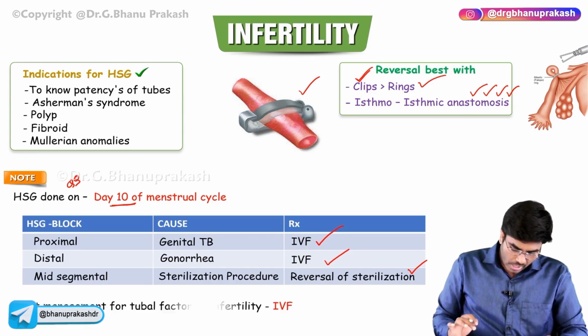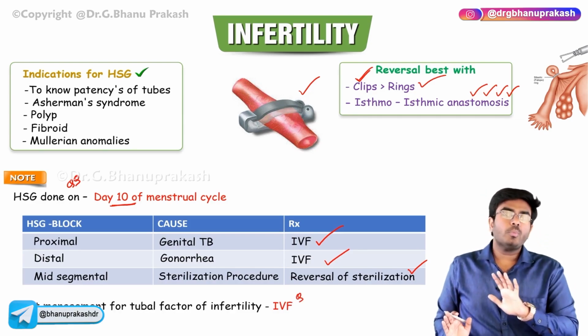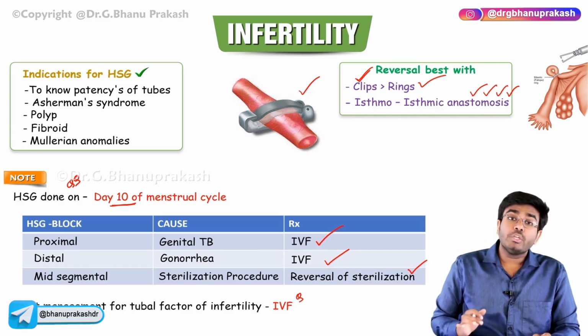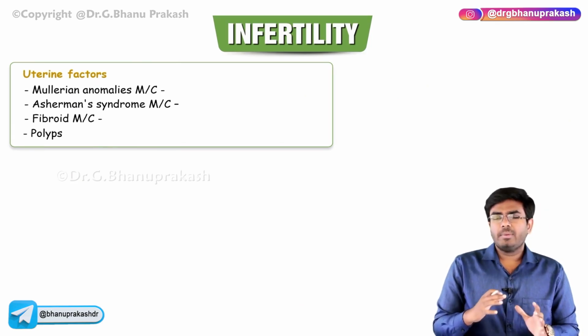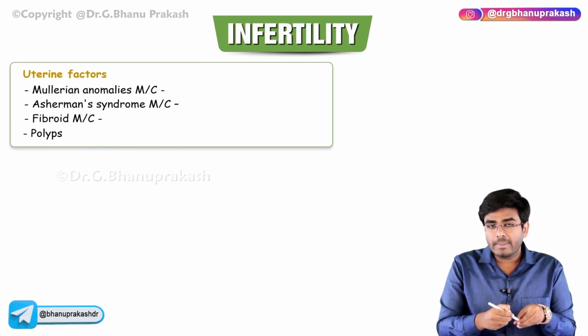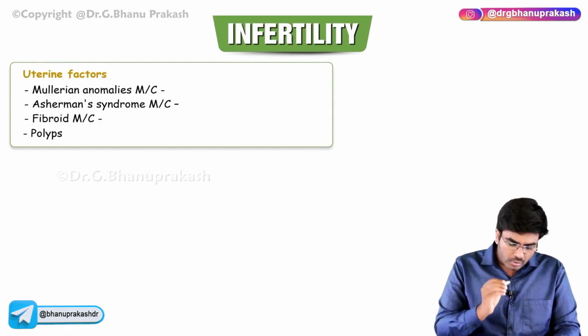Okay. Now, I have already told you the best management of tubal factor of infertility is in vitro fertilization. So, tubal factor of infertility is completed. Now, let's go with the uterine factors of infertility. Guys, what exactly do I mean by uterine factors of infertility? There is some problem in the uterine cavity that is leading to infertility in the female. So, what are all those conditions?